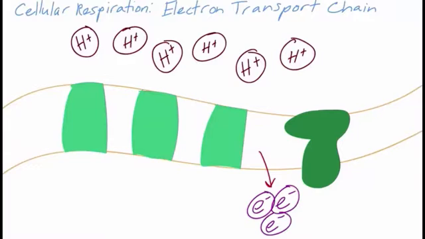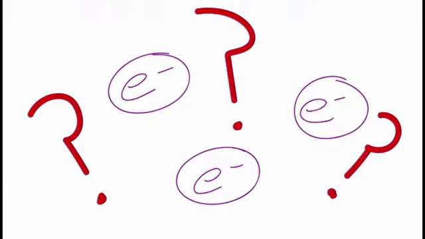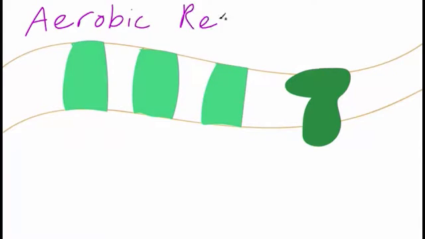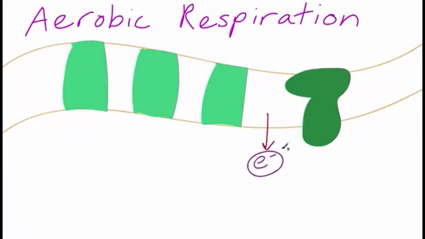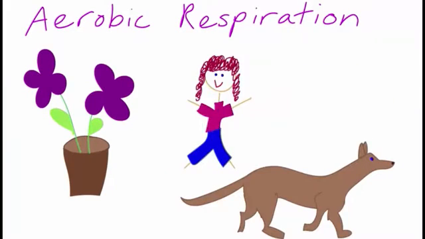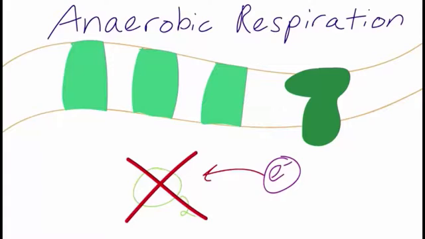One question we have not answered is this: where do the electrons go after they are passed along the membrane? These electrons bind to a final electron acceptor at the end of the electron transport chain. In aerobic respiration, this final electron acceptor is oxygen. Most plants and animals, including humans, do aerobic respiration. In anaerobic respiration, the final electron acceptor is a molecule other than oxygen, which differs depending on the organism.